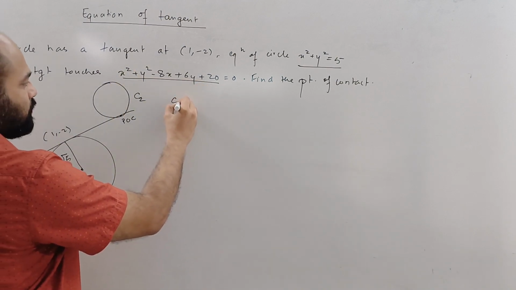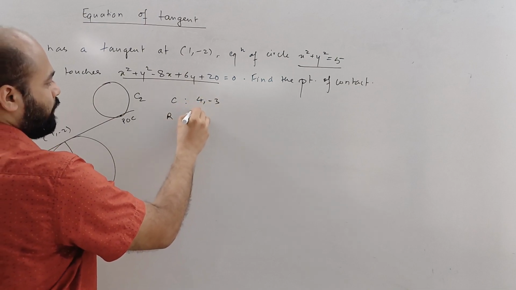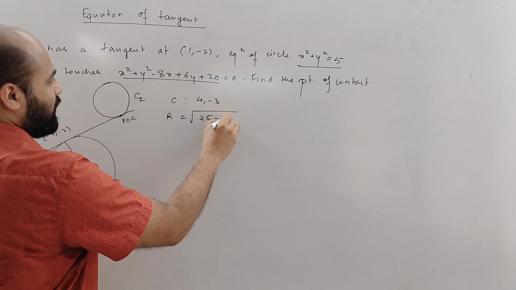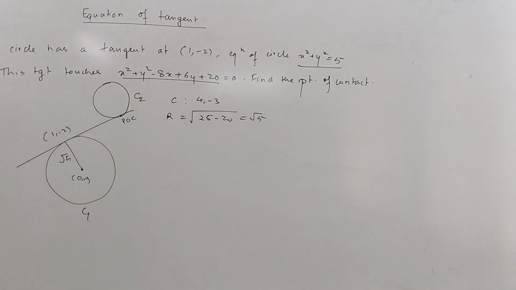So what is the center of this? The center is going to be 4, minus 3 and the radius of this is going to be 25 minus 20, which is root 5. Now this is the information that we have. We will use it as and when required.